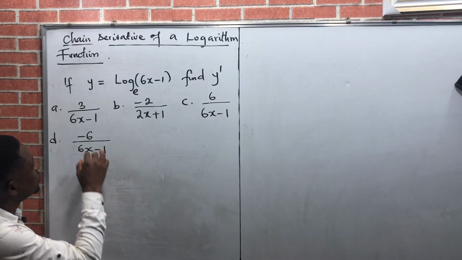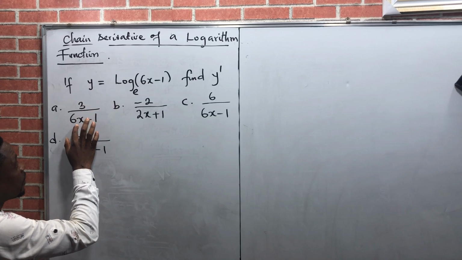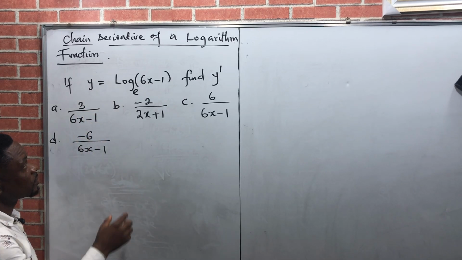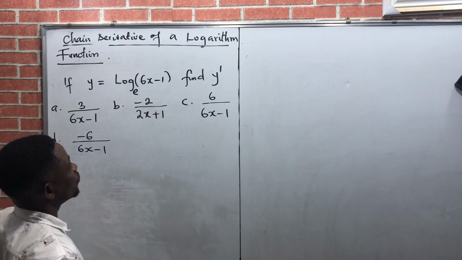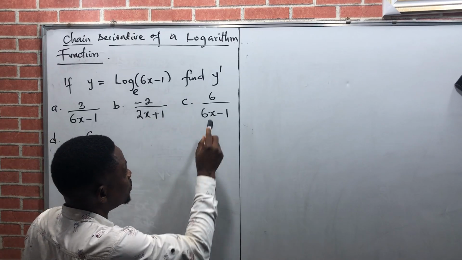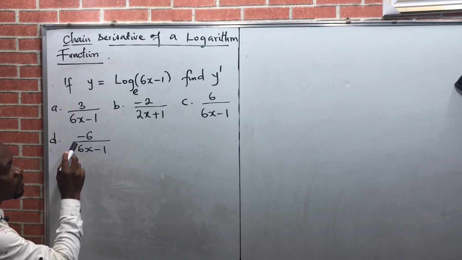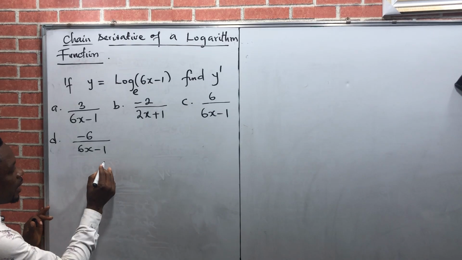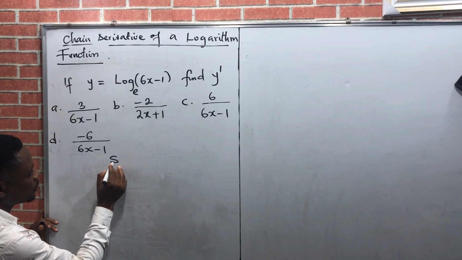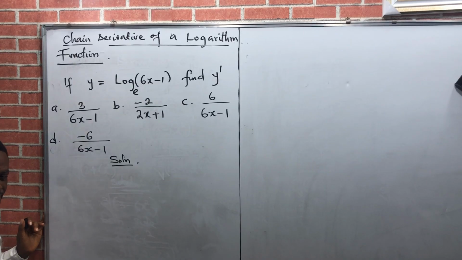Now I want you to look at the options. The first one is A, 3 over 6x minus 1. Option B, minus 2 over 2x plus 1. Option C is 6 over 6x minus 1. Then option D is minus 6 all over 6x plus 1.